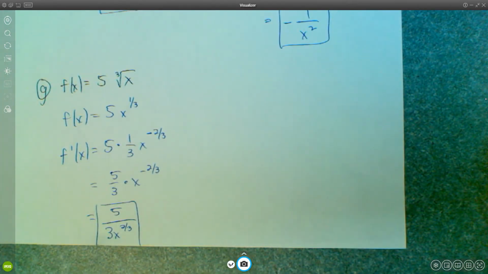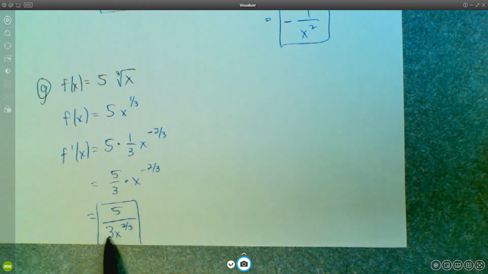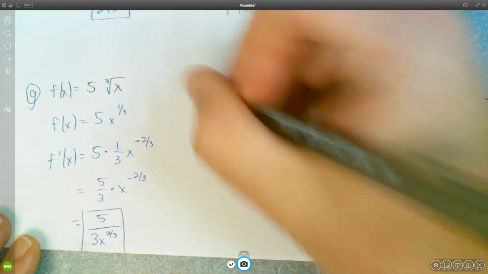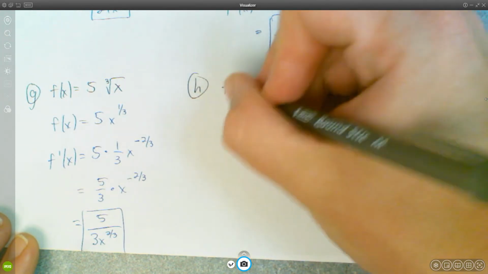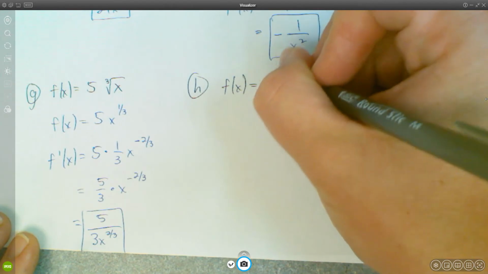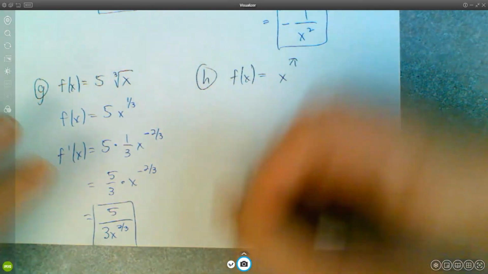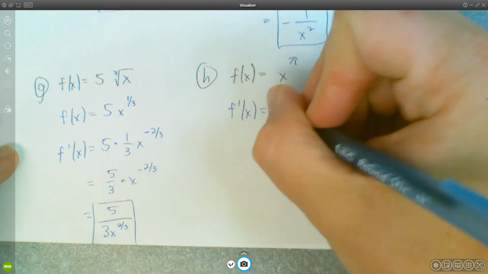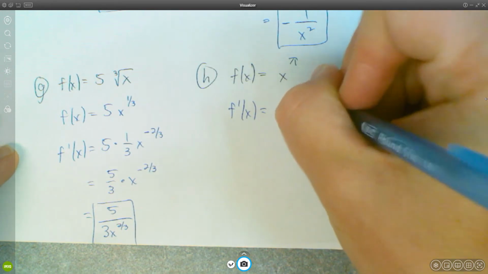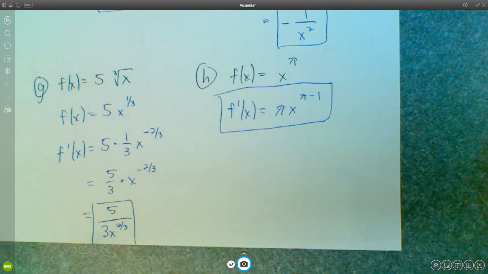Okay. You could even go one step further and change it back into a radical and call it 5 over 3 times the cube root of x squared, right? If you like. Let me give you one more though. So let's do f of x equals x to the pi. X to the power of pi. Well, same thing, right? We would just say f prime of x is pi times x to the pi minus 1, and that's all there is to it. Okay? So this power rule is really nice. It helps us take derivatives of all kinds of monomials.